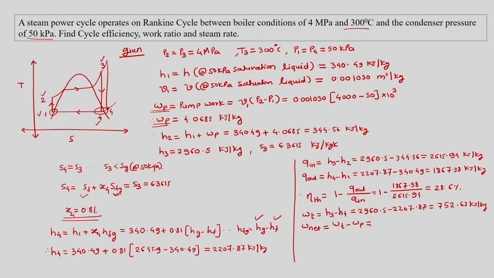and W net is Wt minus Wp. So 752.63 is turbine work minus pump work as 4.0685. So we get net work as 748.56 kilojoule per kg. Knowing this, we can find out the asked quantities, which are work ratio and steam rate.